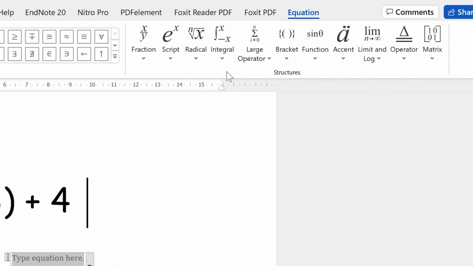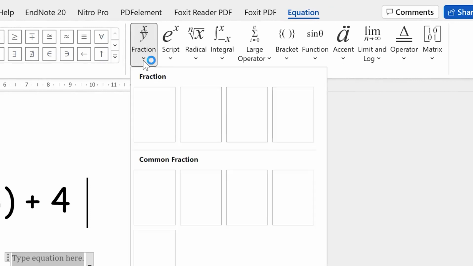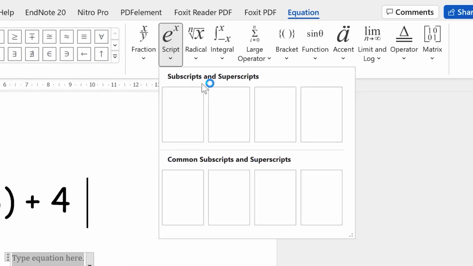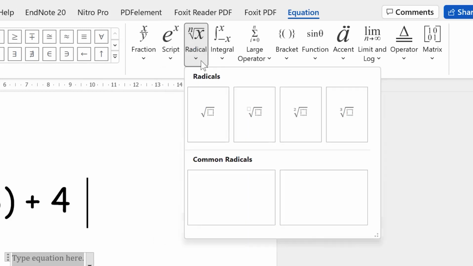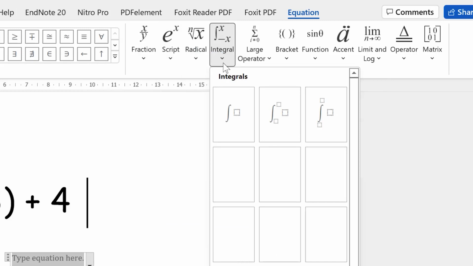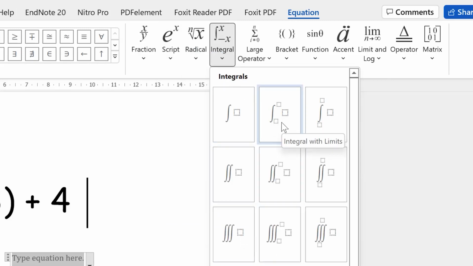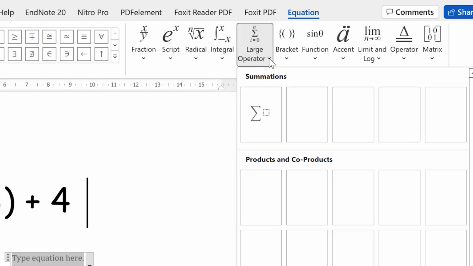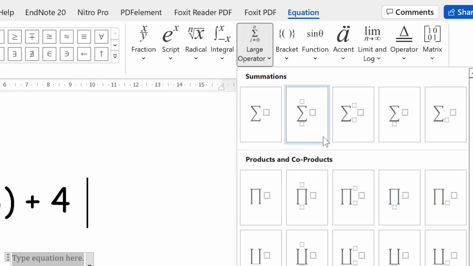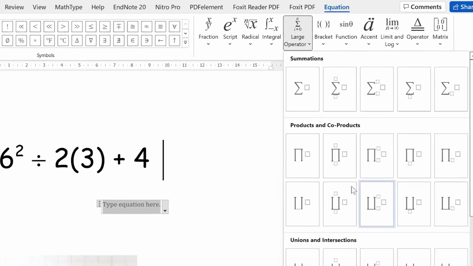And then you have structures over here, from fractions. You can see a bunch of different kinds of fractions, to scripts, to exponential equations, to radicals, and to integrals. You can have access to all of these depending on what kind of equation you want to write, what kind of expression you want to write, and what it involves as an operator within that equation.